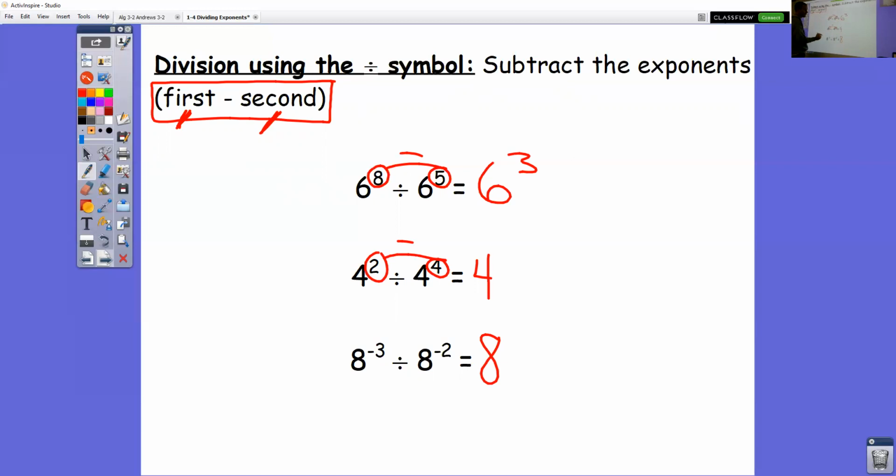2 minus 4 is negative 2. Negative 3 minus negative 2. Now be very careful. Negative 3 minus negative 2 is negative 1. Make sure that you use a calculator for that. Negative 3 minus negative 2.